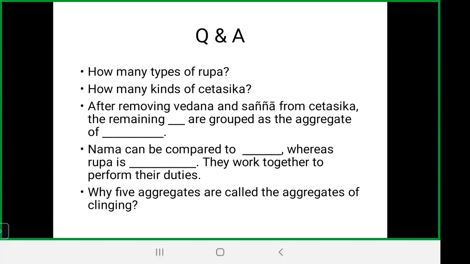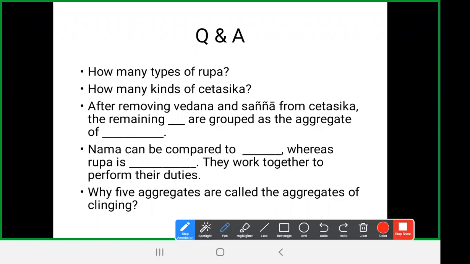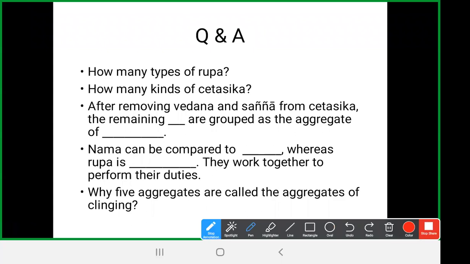This is just to test how much you managed to follow me just now. Anybody can participate. So how many types of rupa? Just testing you a little bit on Abhidhamma. Anybody can answer. 28. 28, okay. Can you remember any of them, if you have studied Abhidhamma before? The great elements.